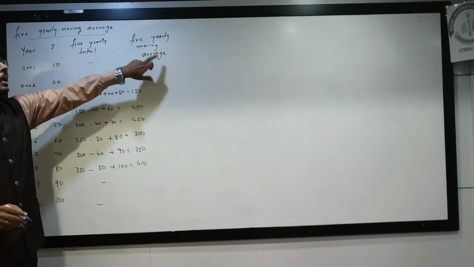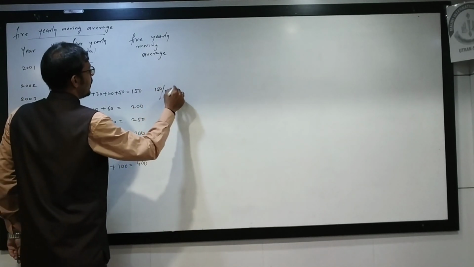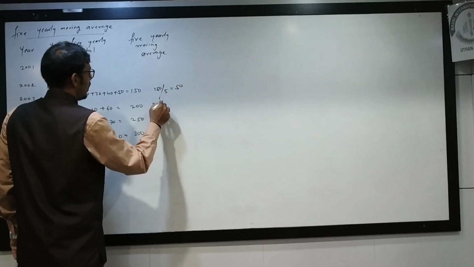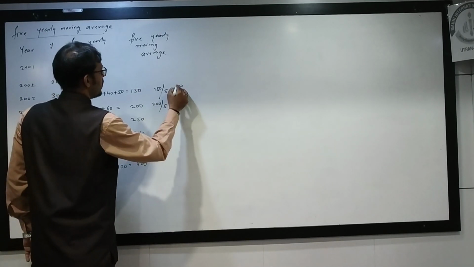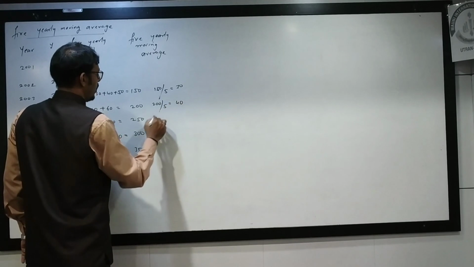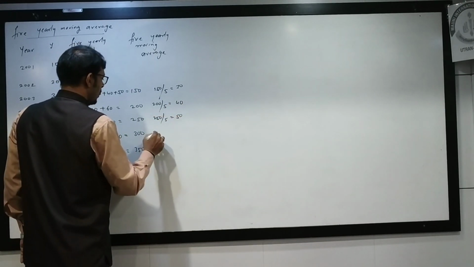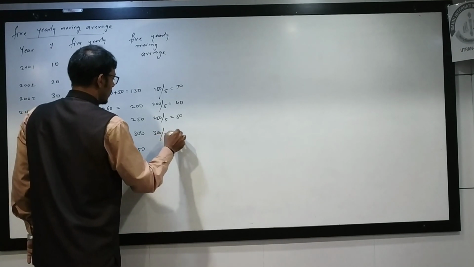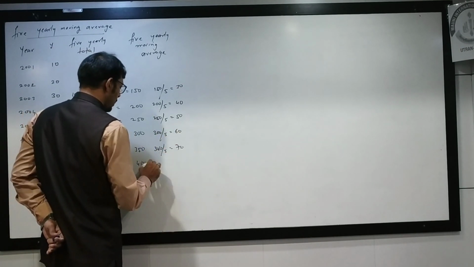The 5 yearly moving average is what you have to find. So whatever the answer is, divide by 5. 150 upon 5 is 30. 200 upon 5 is 40. 250 upon 5 is 50. 300 upon 5 is 60. 350 upon 5 is 70.